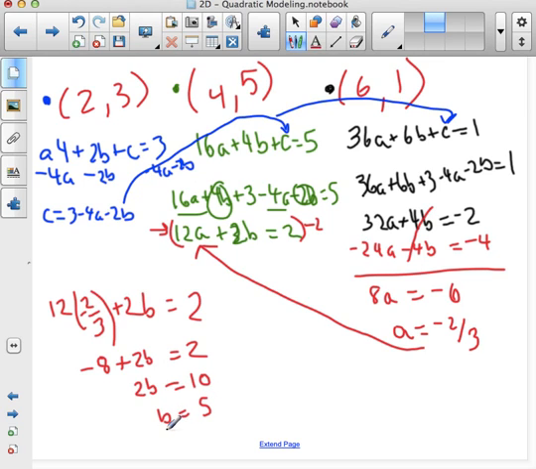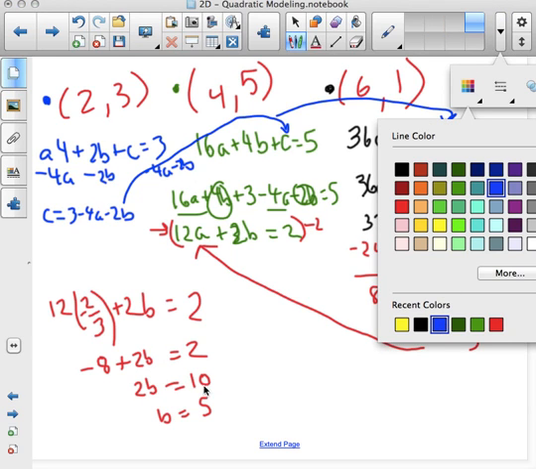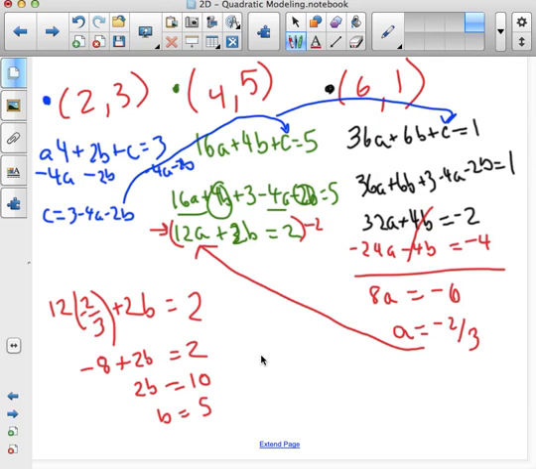All right, so we've got A. We got B. Now we can get C. So all we need to do is plug A and B into C. So C equals 3 minus 4 times A, which is -2/3, minus 2b, which is 5. All right, so 3. This will become plus 8/3. All right, 8/3. And then minus 10.